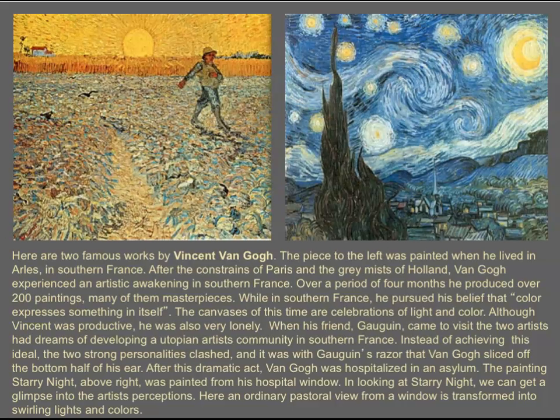Here's a couple of his more widely known paintings. This one to the left is painted when he was living in southern France, and over a period of 4 months, the last 4 months of his life, he painted over 200 paintings. That's amazing when you think about it. Many of them are masterpieces. He believed that color expresses something in and of itself. And when he was on this painting run, painting 200 paintings in 4 months, his canvases really seemed to express this. His most famous work is Starry Night, up to the right above.